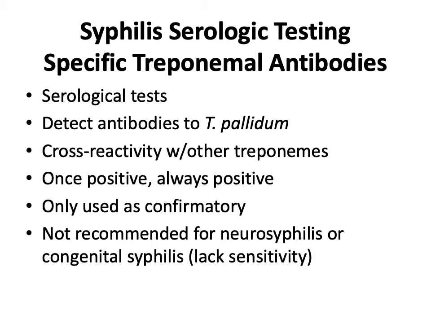Once positive for treponemal antibodies, always positive. The titer will remain high, but it does not appear to be protective. These methods cannot be used to detect neurosyphilis or congenital syphilis, as they lack sensitivity.